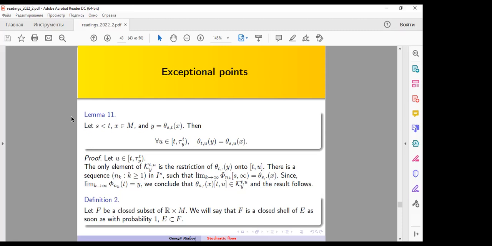However, hitting set E can be a complicated event. So instead of hitting set E, we will consider times when we hit its closed hull. It is a closed set that contains E with probability 1.